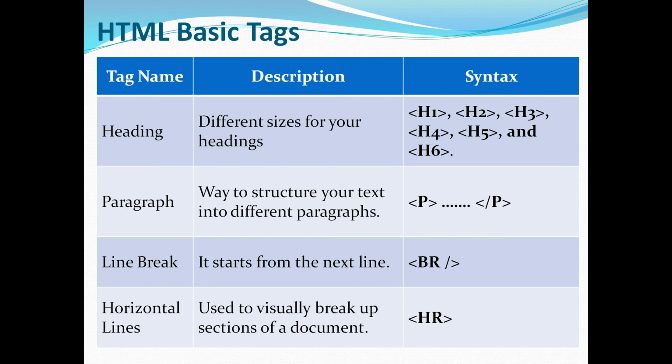Next, if you want to insert a horizontal line in your web page, then we are using the HR tag. HR means horizontal lines. For example, if you want one line across the entire page, we can use the HR tag. It is used to visually break up the sections of a document. Mainly it is used to make sections, first part, second part, third part. Like that, if you want to make sections, then we can use a horizontal line or HR tag.